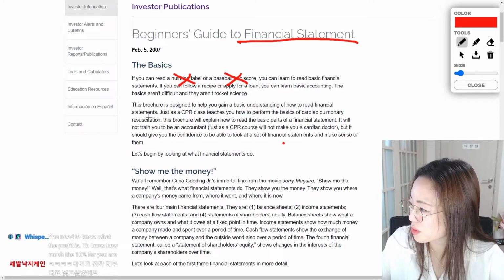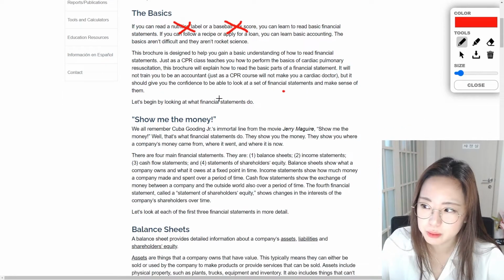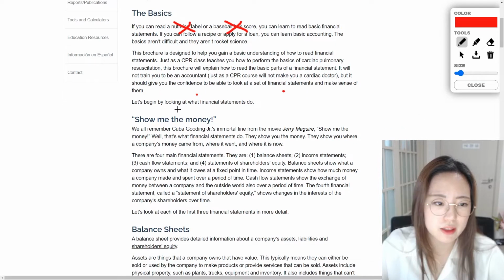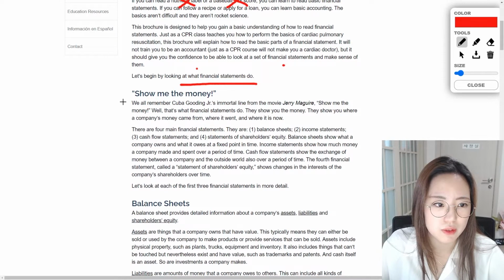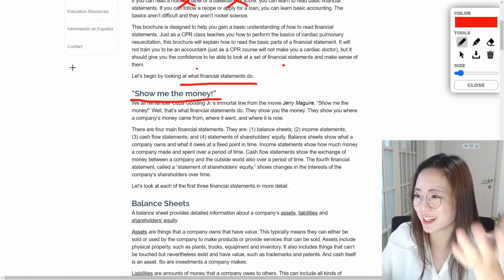You need to know what the profit is to know how much the 10% for you is. Money. So let's begin by looking at what financial statements do. Ready? Show me the money. Guys, show me the money.